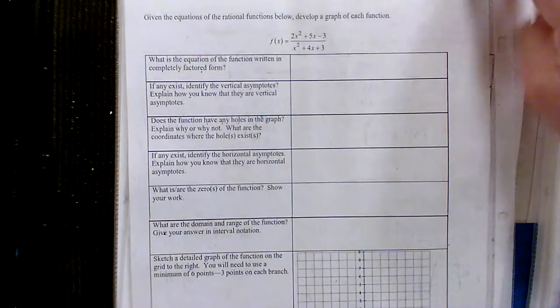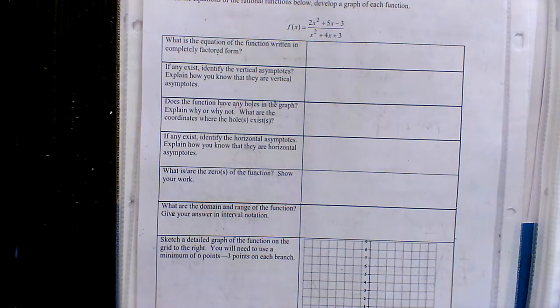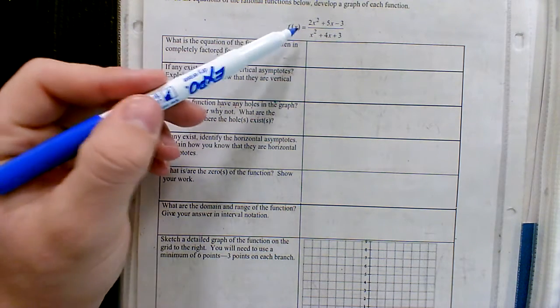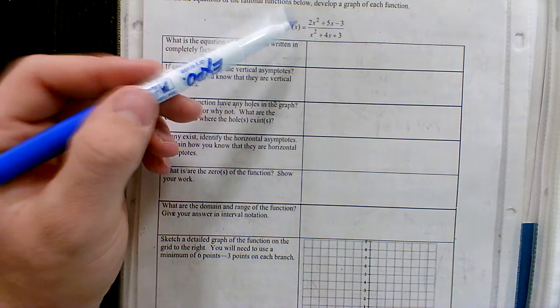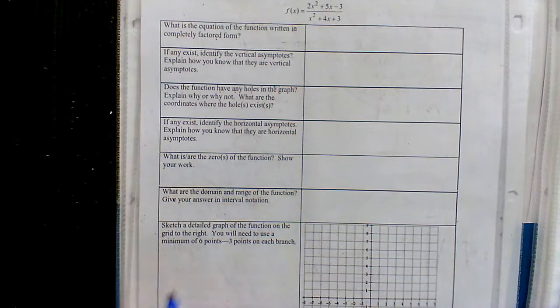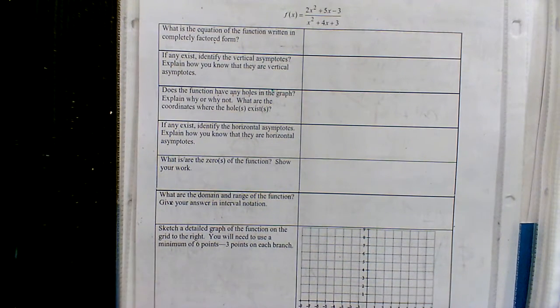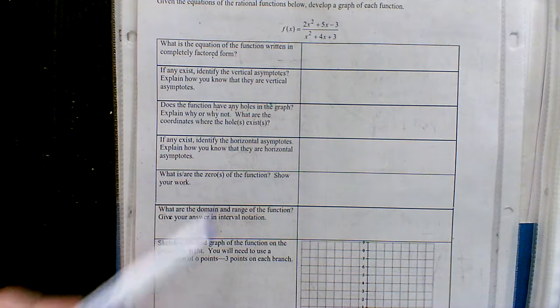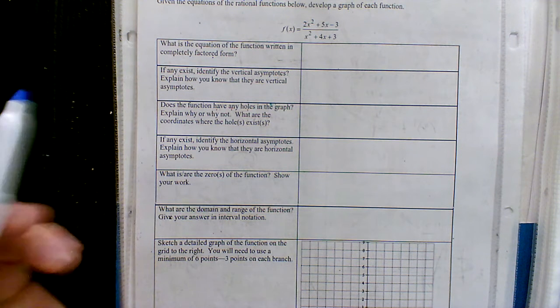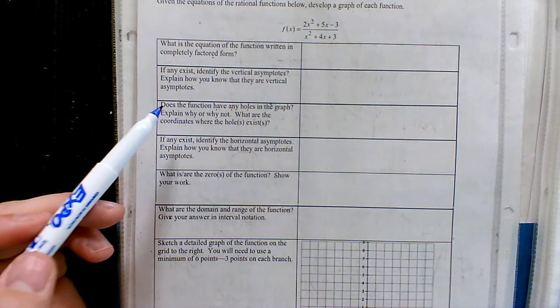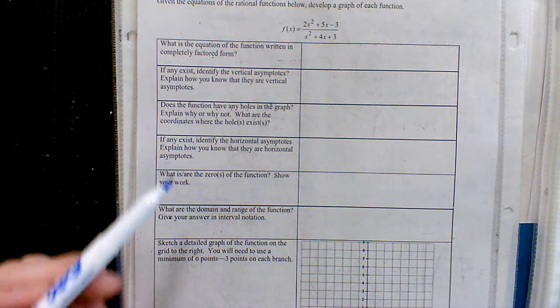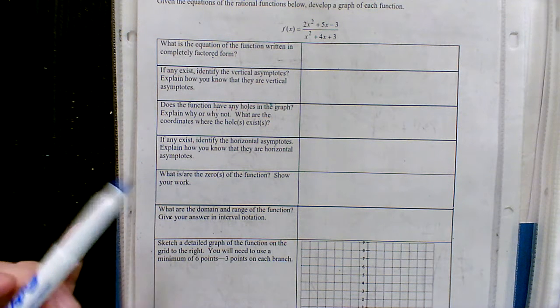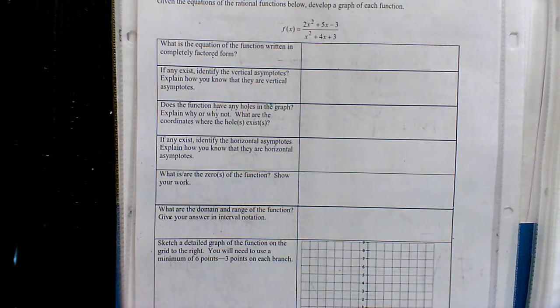On the back, given the equation of a rational function below, develop a graph of each function. So they've given us the function, just like I said eventually they would, and down at the bottom we have a blank graph, so we're going to have to actually create all of it. We're going to start out answering these questions at the top. They give us 1, 2, 3, 4, 5, 6 questions. Then at the bottom we'll start to sketch it. Most of these questions you should know how to do already. If you want to go ahead and get started, I'm going to work through them up on the board, but if you want to work ahead on these, that's fine too.